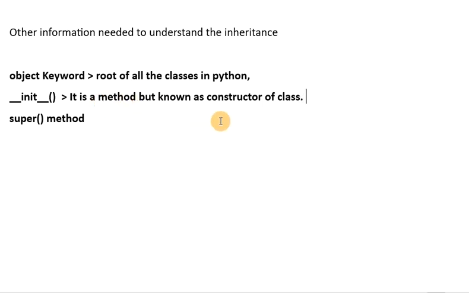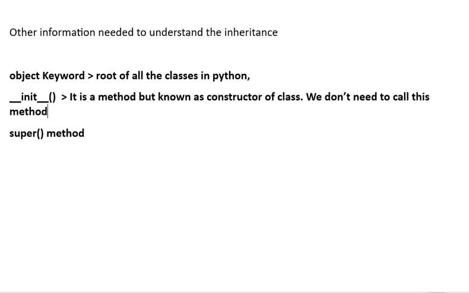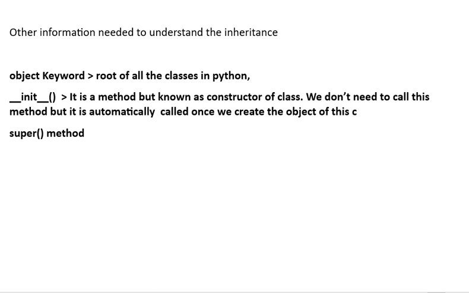Why does it have the special name constructor instead of being called a simple method? Because it has a few special qualities, which I'm going to mention here. We don't need to call this method, but it is automatically called once we create the object of this class. Once you create the object of this class, it is called automatically. We don't need to call it externally.